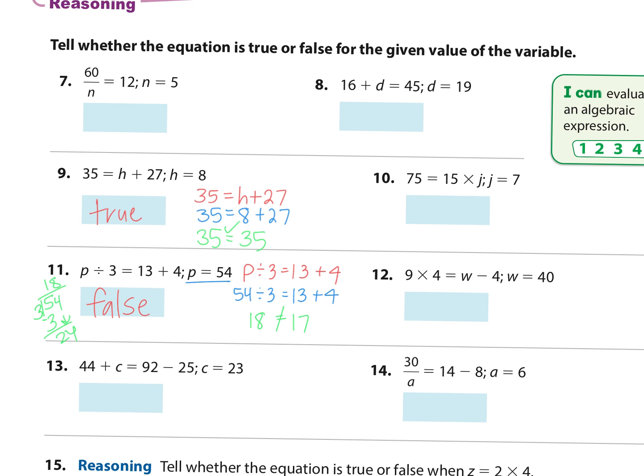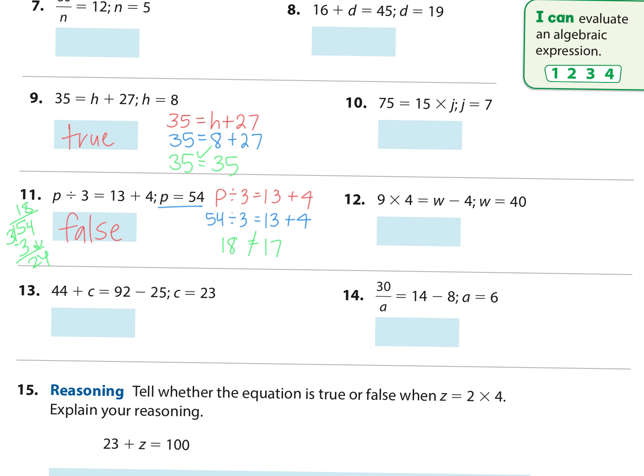Okay, let's do number 14. Number 14 is 30 over A. What does it mean if it's set up like a fraction? What operation am I doing? Division, very good. Okay, so I'm going to replace what I know. I have 30 over 6 equals 14 minus 8. So 30 over 6 really means 30 divided by 6. What is 30 divided by 6?